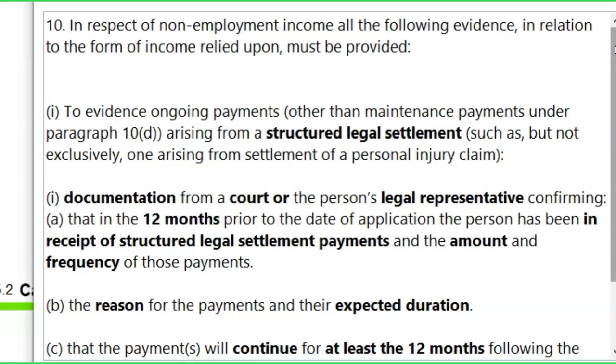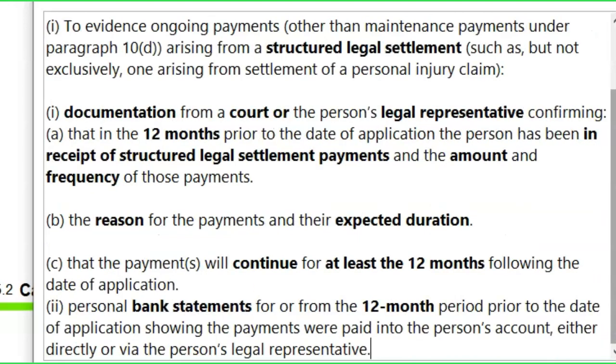And in order for you to be able to rely on this source of income, you'll need to provide a letter or some sort of documents from a court or your legal representative confirming that in the 12 months before the date of the application, you have been in receipt of structured legal settlement payments. And also they will need to prove the amount and the frequency of these payments. The second point which has to be confirmed in these documents or in a letter is the reason for the payment and the expected duration, and also a confirmation, an explicit one, that you will be receiving these payments in the next 12 months, provided, of course, you meet all the necessary terms and conditions.